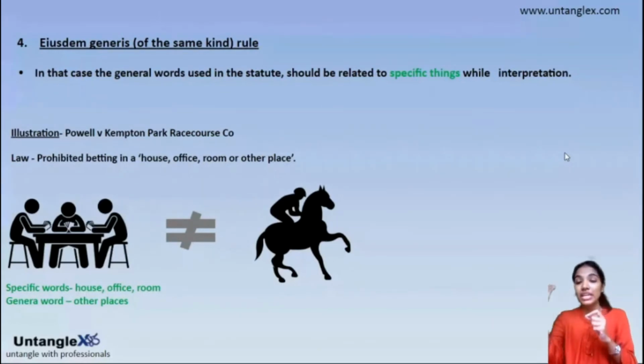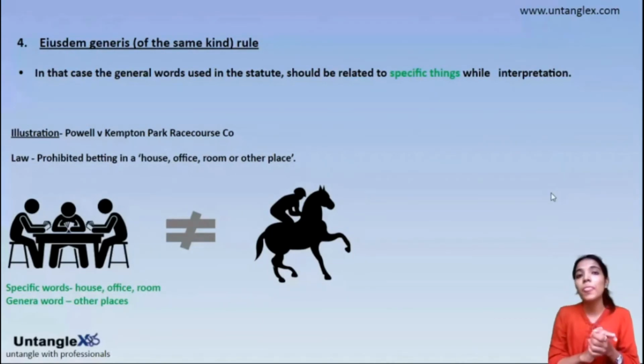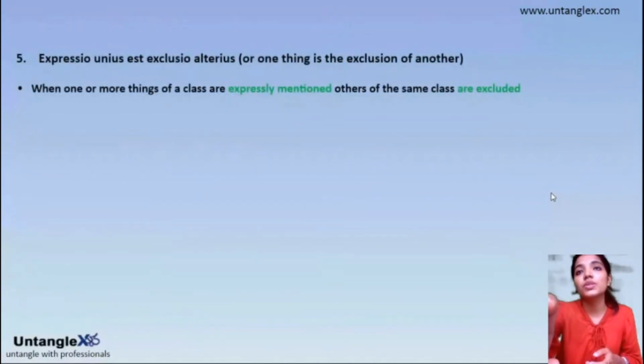There was betting happening at a racecourse where they kept a ring, and there was betting happening there. It came to the court, asking whether betting in a ring near a racecourse is an offense or not. The court applied the Eiusdem generis rule and said, the act says house, office, room and other places. You can see from these words that these are indoor places, but a ring near a racecourse is an outdoor place. Therefore, it's not an offense to do betting in a ring. So that's about the Eiusdem generis rule.